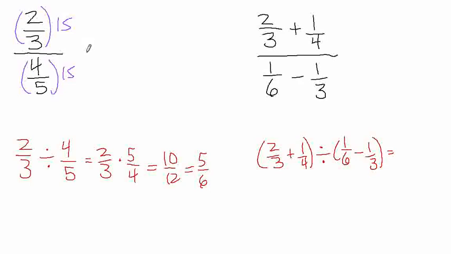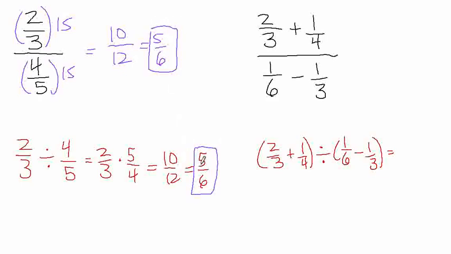If I multiply the top and bottom by 15, the whole mess simplifies to 10 over 12, or 5 over 6. Isn't that exactly what I got using fractional division? For the second example, the least common denominator of 3, 4, 6, and 3 is 12. Let's multiply the top and bottom by 12.